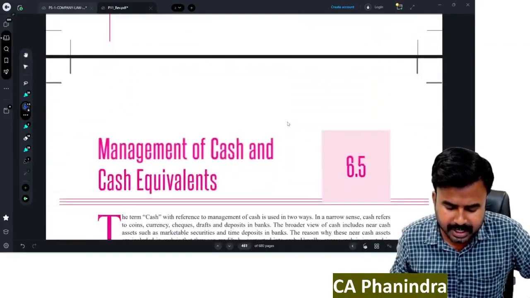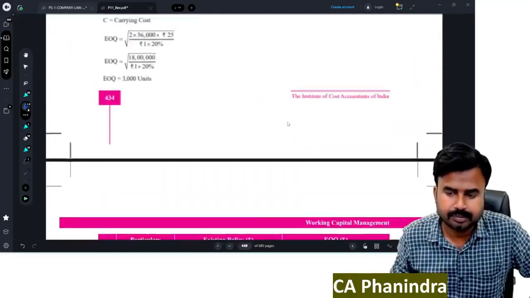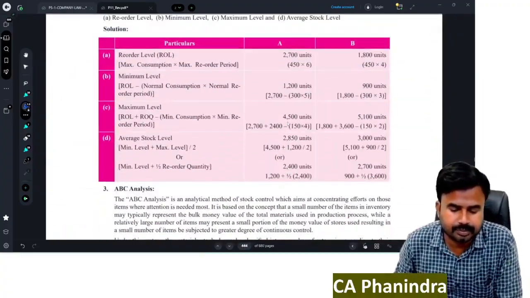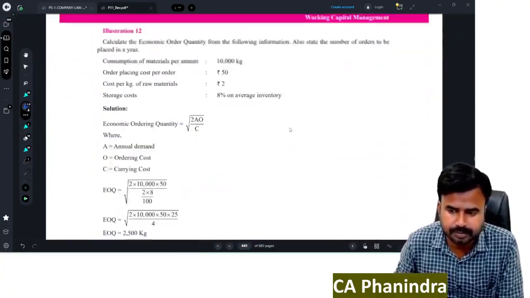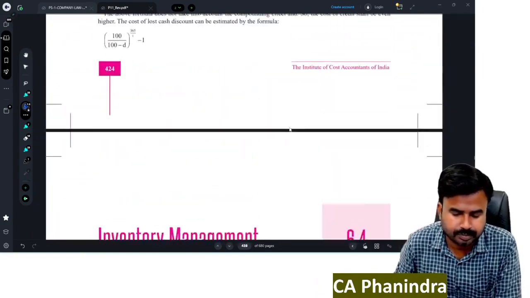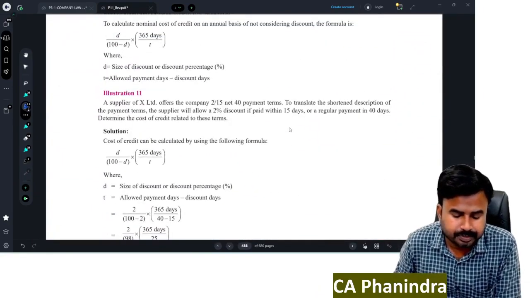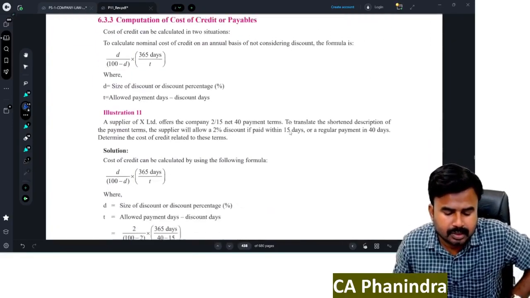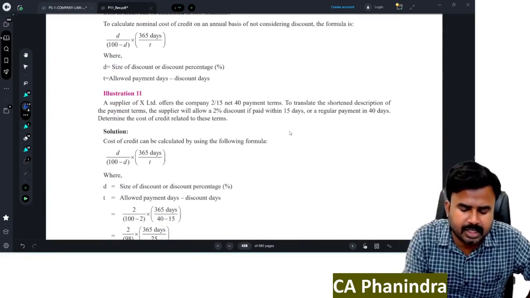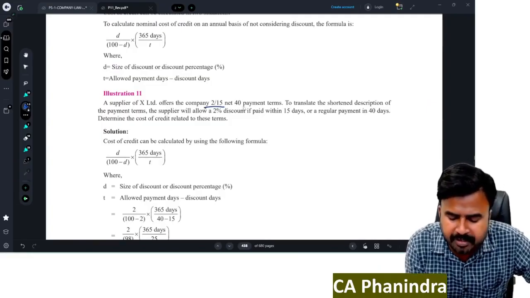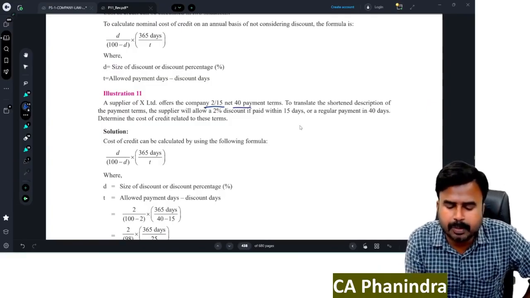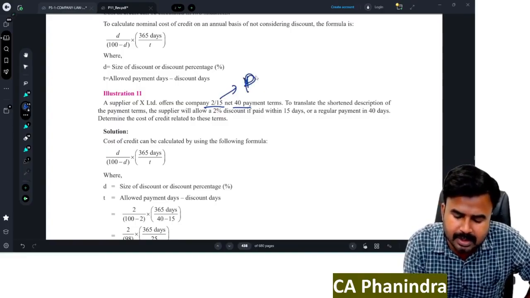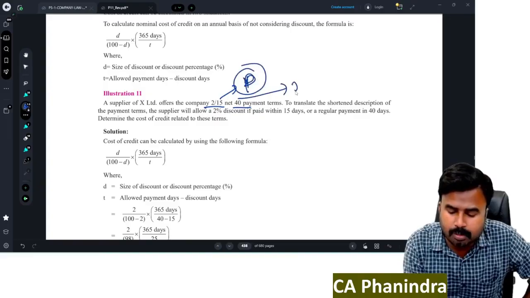Management of payables, I need to consider. Yes, here is the formula, and this is one of the applications. A supplier of X Limited offers a company 2/15 net 40. So 2% cash discount, 15 days. This 15 days is the discount period, P, and 40 days is the normal credit period.